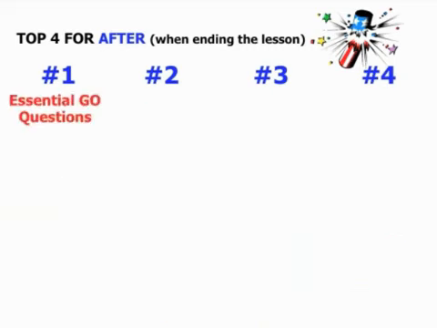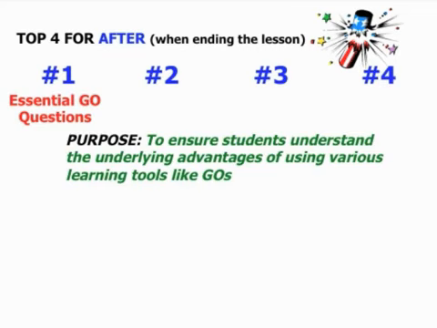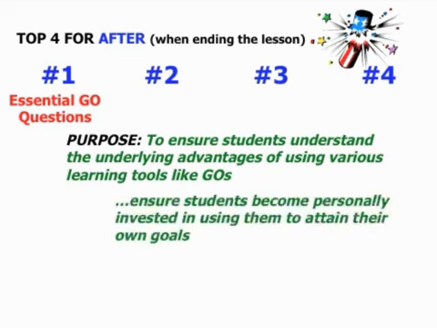So my number 1 for top ways of using graphic organizers at the end of the lesson are what are called essential graphic organizer questions. This is a type of reflective review. In this case, we're not so much reflecting on the content of the lesson, but rather on the tool that was used during the lesson. And the tool we're focusing on is the use of the smart sheets or graphic organizers. What I want to do is ensure students really understand the underlying advantages of various learning tools like graphic organizers, and I want them to become personally invested in using them to attain their own goals.